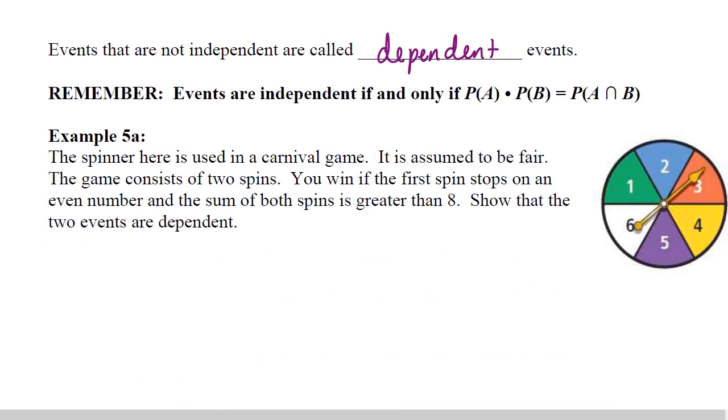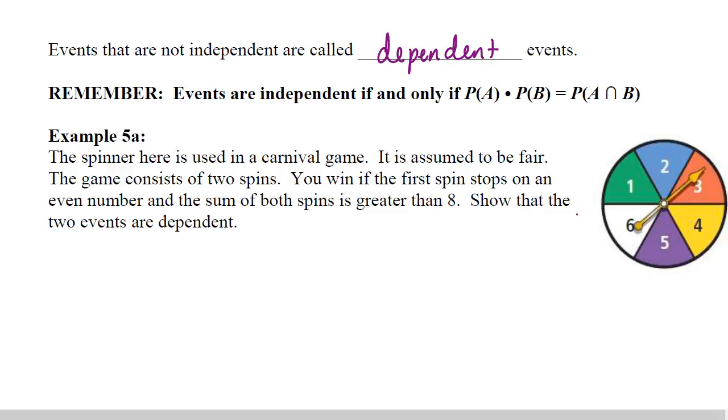So let's end this video by looking at this final piece. This is looking at dependent events. Events that are not independent are obviously dependent events. Now just to review, from the previous page, remember we said that events are independent if and only if this statement is true: the probability of event A times the probability of event B equals the probability of A intersect B, or A and B happening at the same time.